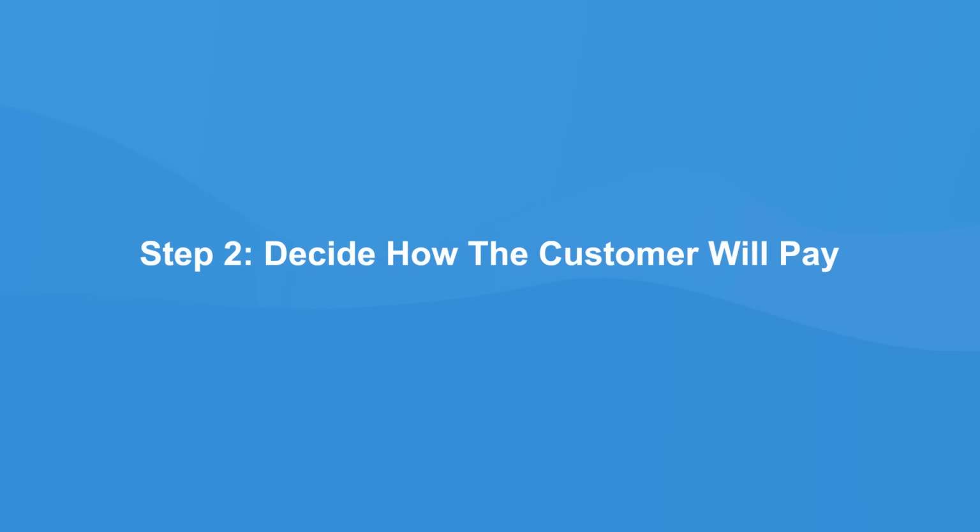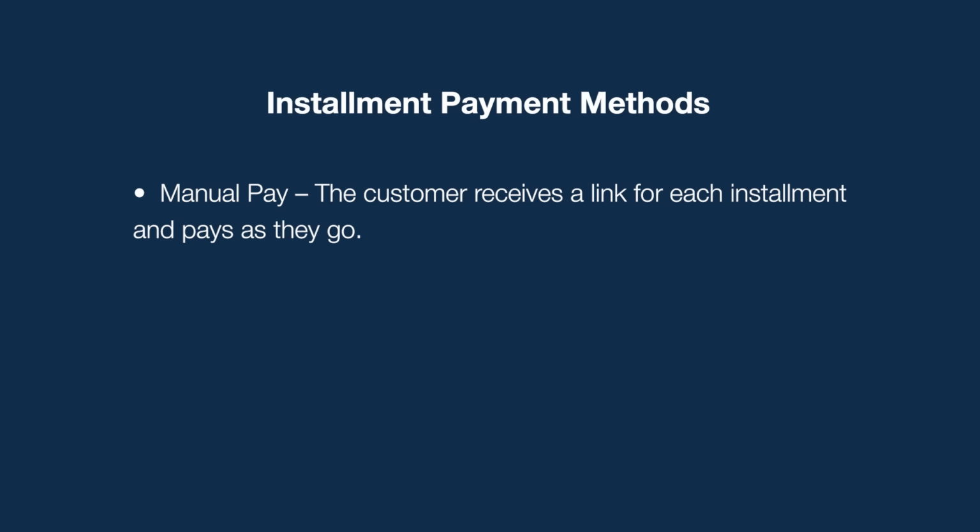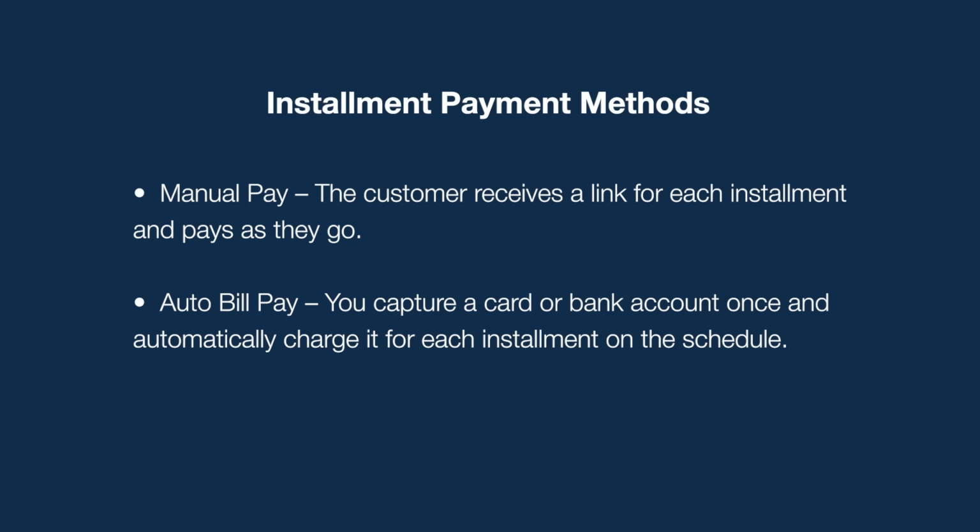Step 2. Decide how the customer will pay. Next, you choose how those installments will be collected. Manual pay: the customer receives a link for each installment and pays as they go. Or auto bill pay: you capture a card or bank account once and automatically charge it for each installment on the schedule. Either way, the important part is that each installment is a real Salesforce record.